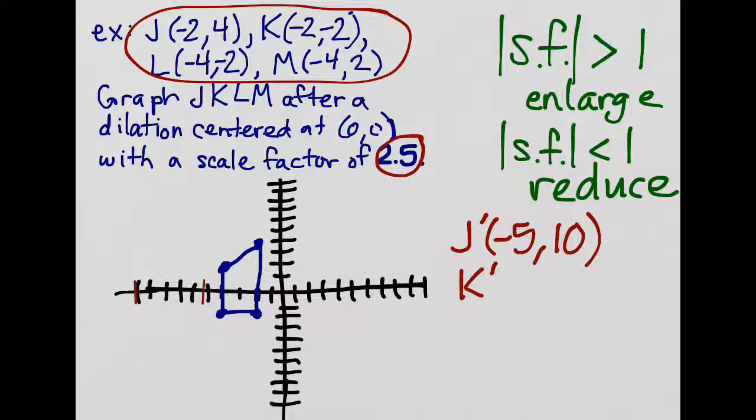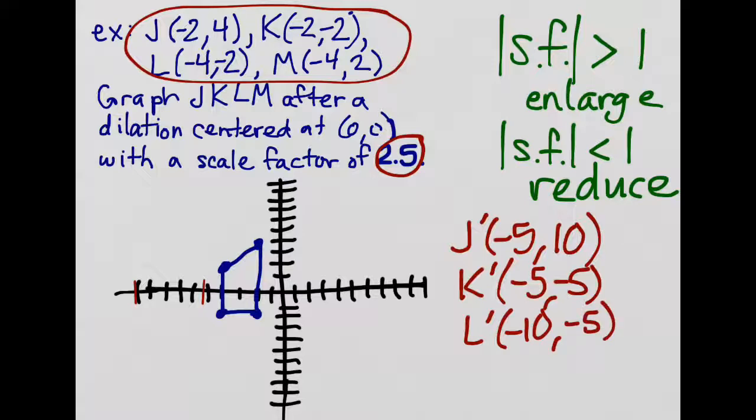With K prime, you would multiply that by 2.5 and you get -5, -5. With L prime, we'll get -10 and -5. And with M prime, we will get -10, 5. And again, all we're doing is we are taking the 2.5 and we're multiplying it by each coordinate in our coordinate points, J, K, L, and M.